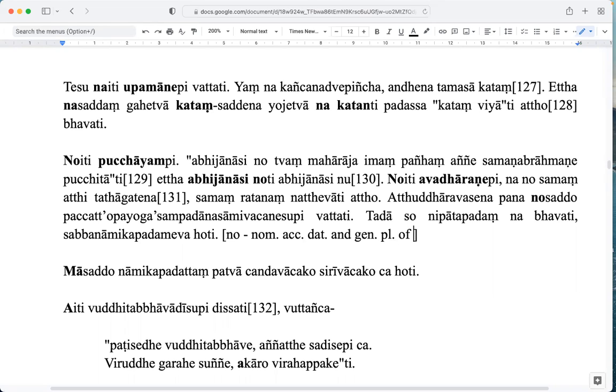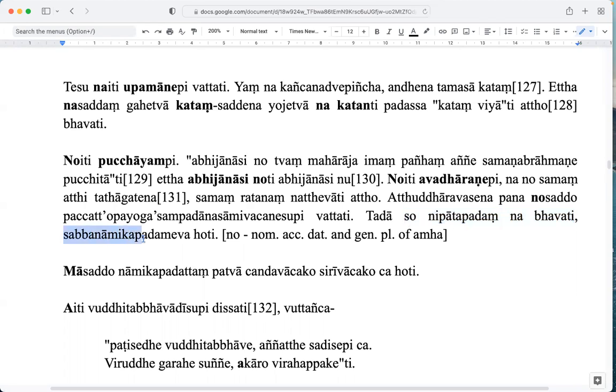Plural of the amma, that means nominative case plural, accusative case plural, dative case plural, and the genitive case plural of the personal pronoun amma. So we, or us, or to us, or our. So at that time, that is not nibbata. That is a form of the amma.